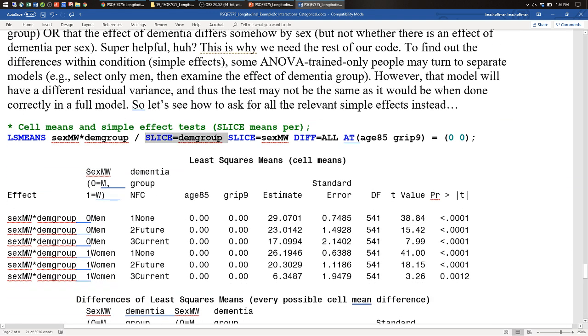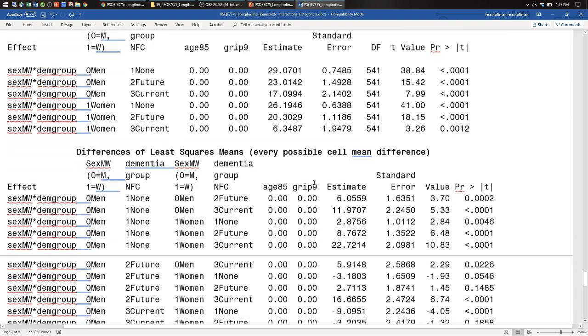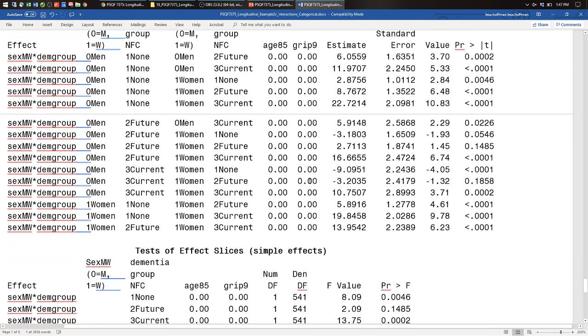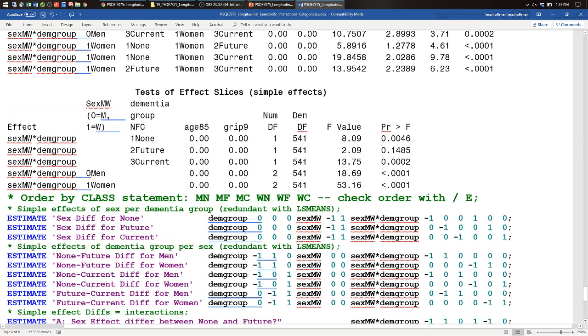Slice is another term that I want you to become acquainted with. That's how you ask for simple effects. Slice means per. In this line here, I'm asking for the group means, where slice equals dem group. That means I want the sex difference per dem group. If slice equals sex, I want the dementia difference per gender. That gets you the simple effects. You still have to ask for the simple effect differences, but that's what all of these effect slices give you that we skipped over.